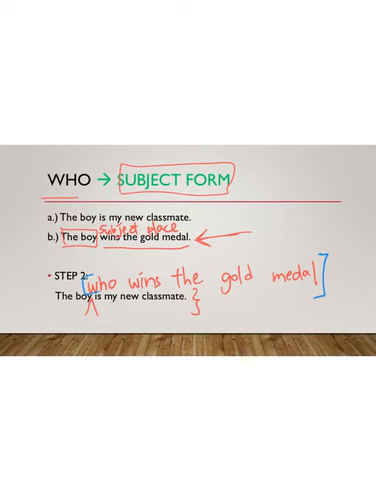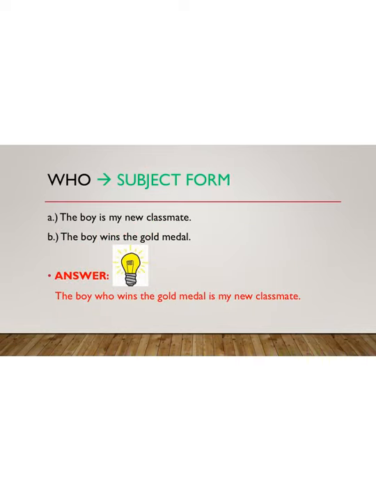So the whole sentence becomes something like this. The boy who wins the gold medal is my new classmate. Okay, so this is how we use the relative pronoun who. Okay, so what about the other two relative pronouns? And let's take a look at the second one.